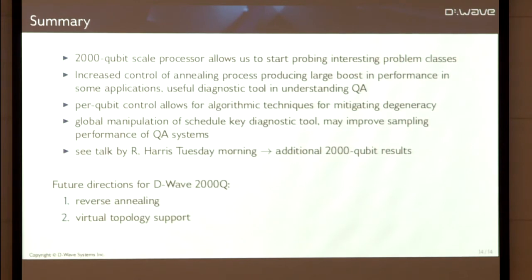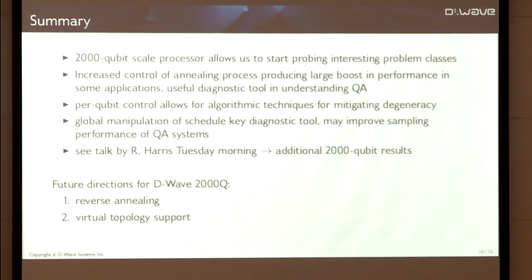So in summary, with the few thousand qubit scale processor, we can start studying very interesting problem classes. This frustrated cluster loop class looks like a good test bed for really understanding the computational role of tunneling. We're excited to hear about some of the work that Dan and his group have done on a similar problem class. The increased control of the annealing process, in some cases for some test problems, has generated a large boost in performance, and it's been a useful diagnostic tool for understanding the efficacy of the quantum annealing algorithm.